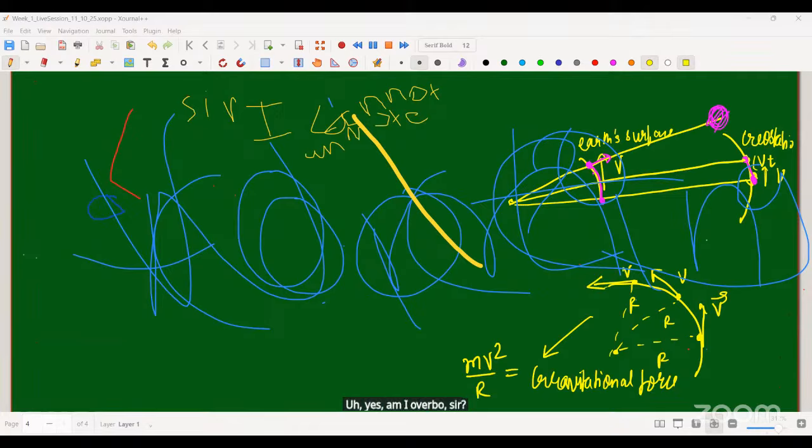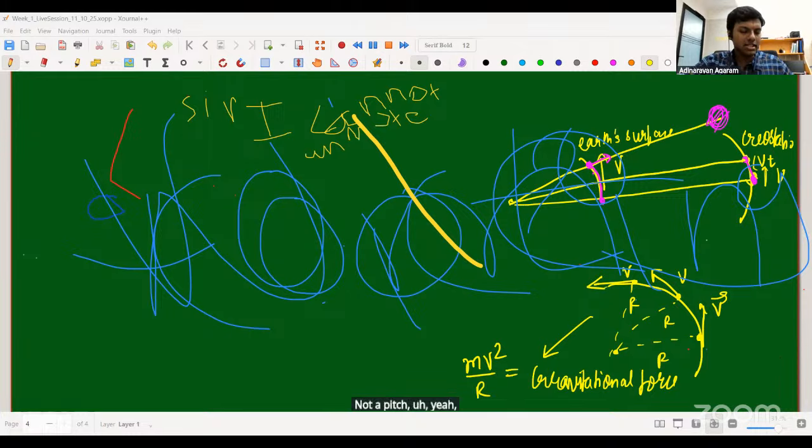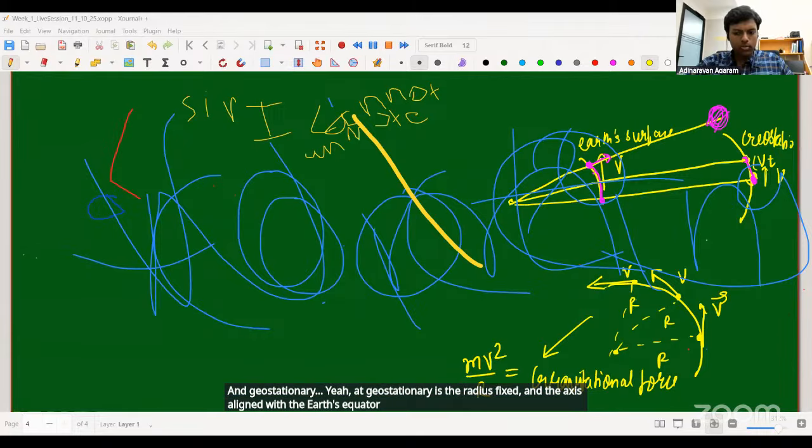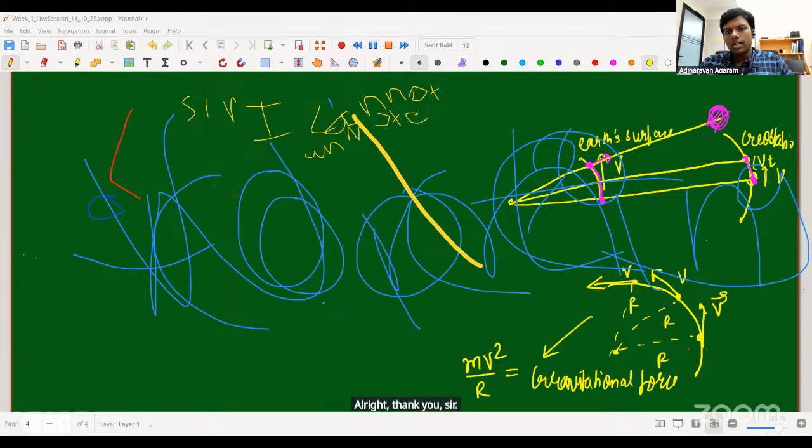Yes. So I just want to clarify, geosynchronous is basically an orbit with a radius fixed, but not a fixed axis. And geostationary is the radius fixed and the axis aligned with the Earth's equator. Am I correct? True. Yes. All right. Thank you, sir. No issue.